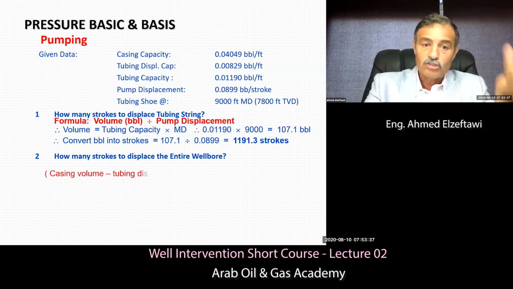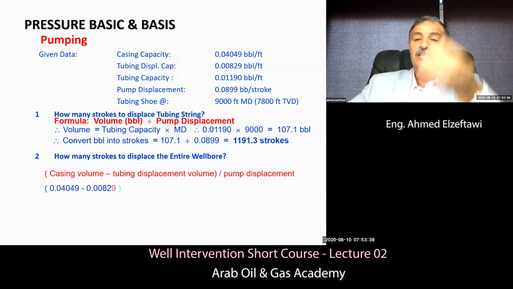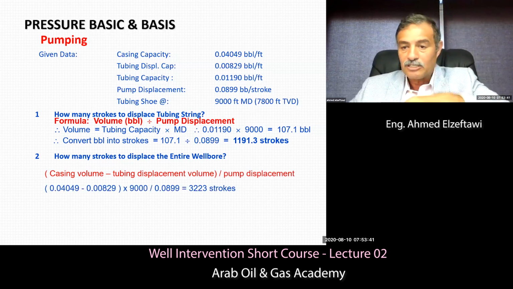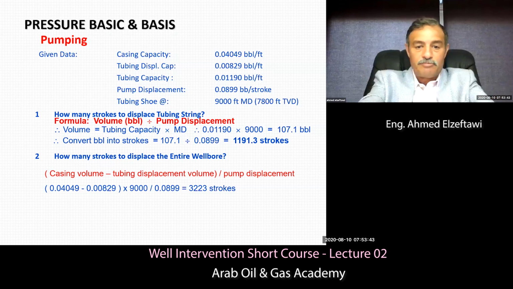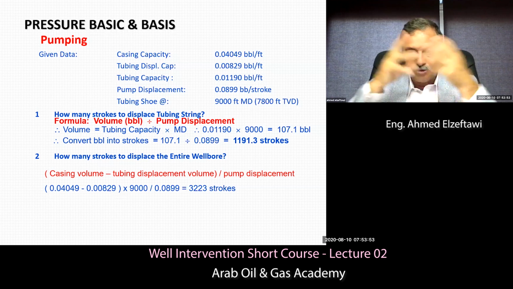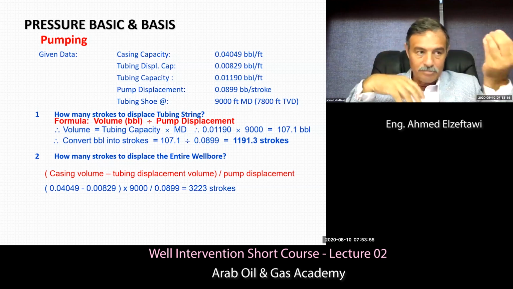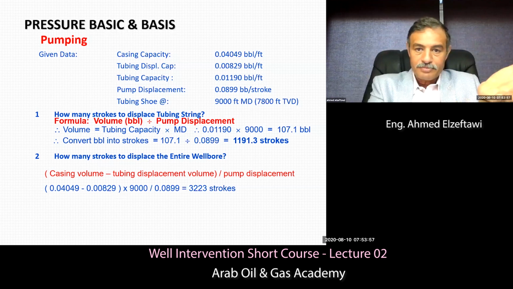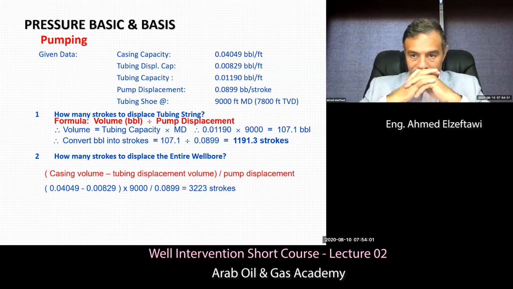This will give you the total volume of the well. Divided by pump displacement, this will give you the number of strokes in one simple line. This is casing volume minus tubing displacement volume, and this number of barrels, divided by pump displacement, will give you the number of strokes.